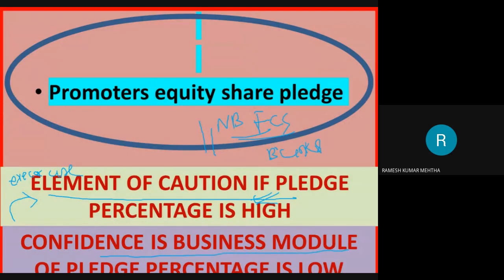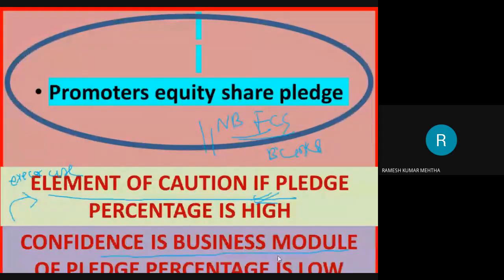On the other hand, if the owners of the company are pledging very little of their shares, then they are very confident about the company's business model and other aspects, and they don't want to part with the equity share capital or equity stake of the company. They have so much confidence.